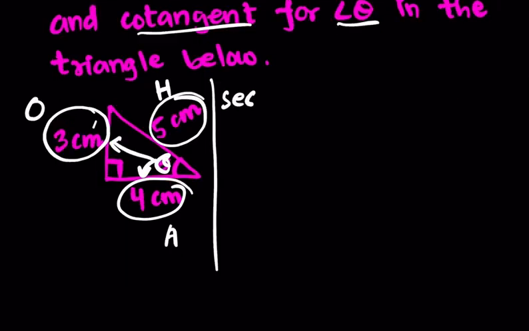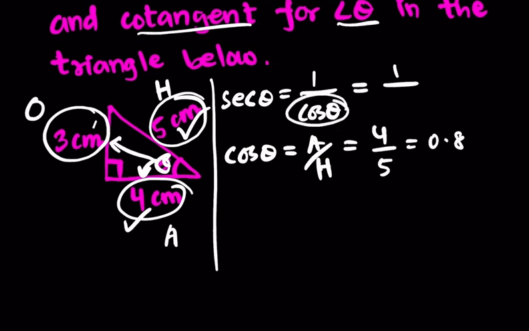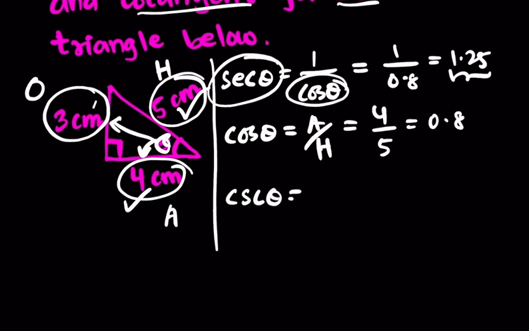So we have secant theta equals 1 over cosine theta. Let's find cosine theta before we find secant theta. So cosine theta is given by adjacent over hypotenuse. Adjacent in this case is 4 and hypotenuse is 5. So 4 over 5 equals 0.8. So now substitute here: 1 divided by cosine theta, 1 divided by 0.8, equals 1.25. So the secant theta equals 1.25.